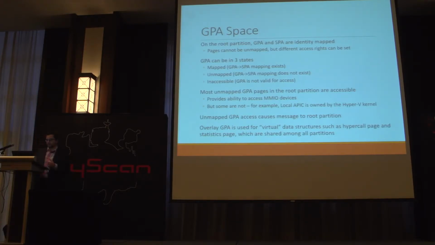Now, between all these GPAs and SPAs, there's what's called an overlay GPA, and the overlay GPA allows you to basically share a virtual page among multiple partitions, including the root. So an overlay GPA is basically a shared physical address that other partitions are going to see as well, and it's mapped to the same SPA. And this is what's going to be used when we do inter-process or inter-partition communication.